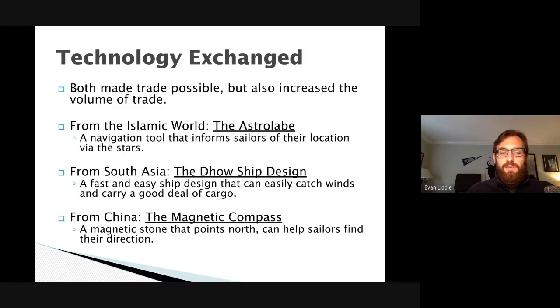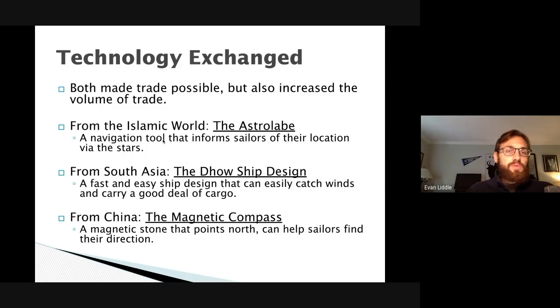And from China, we have something called the magnetic compass, which is a lodestone, not unheard of. Many people had known about lodestones before this time period, but in China, it was the first place where a lodestone, that is a stone that always points north, was actually converted into a navigational tool.